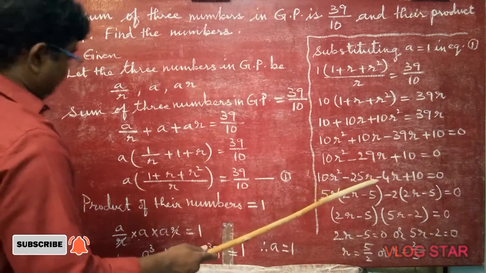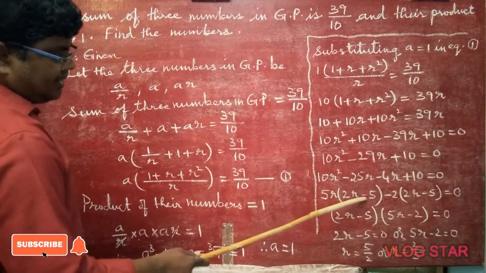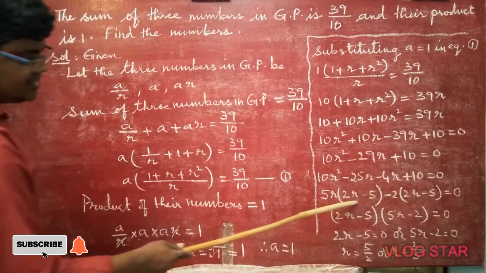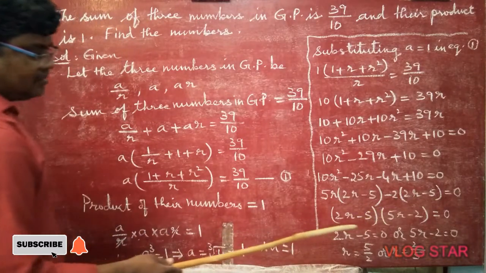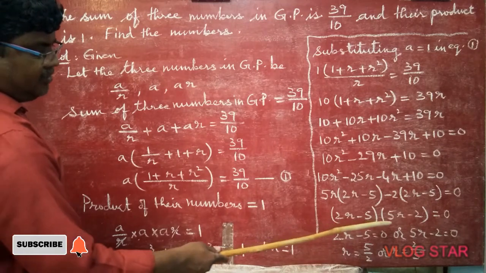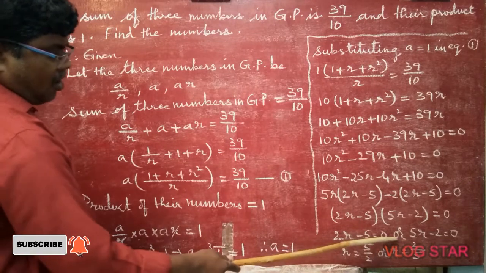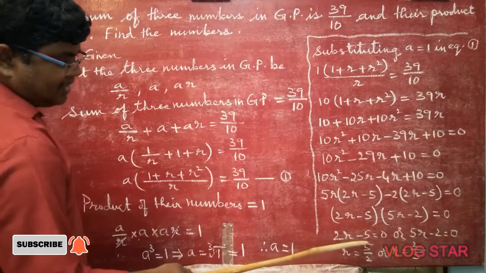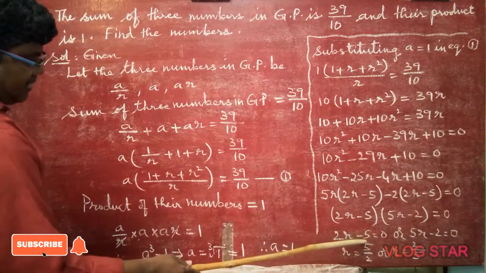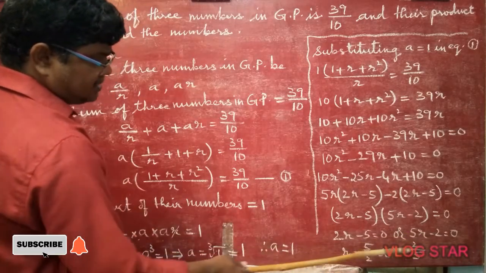Take 5r common. When you take 5r common, 5 goes 2 times: 2r minus 5. Here take minus 2 common: 2r minus 5. What comes in the first bracket comes as it is in the second bracket. So take common in the first term and second term. (2r minus 5)(5r minus 2) is equal to 0. So 2r minus 5 is equal to 0, or 5r minus 2 is equal to 0. Now r is equal to, minus goes to that side as plus, so 5/2. Here also minus goes to that side as plus, r is equal to 2/5.